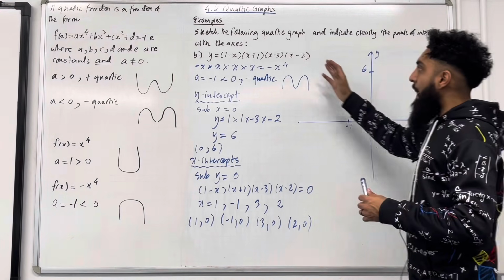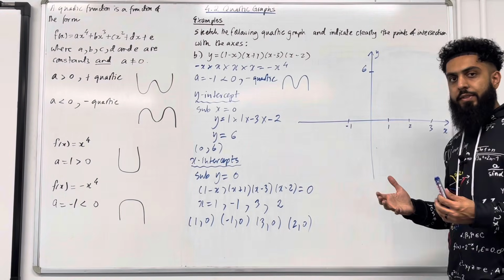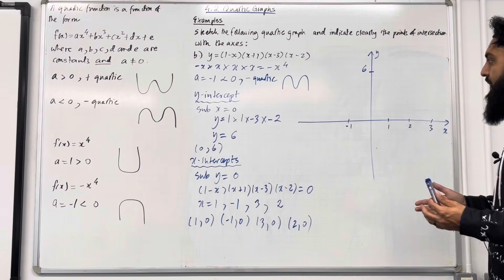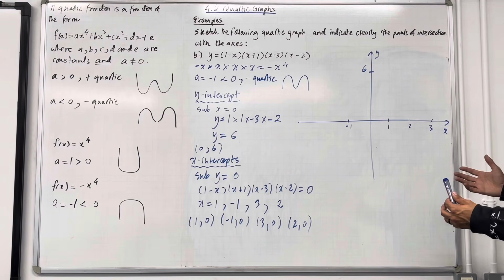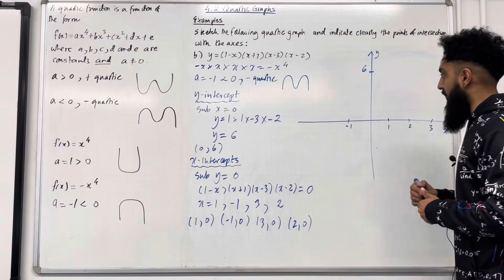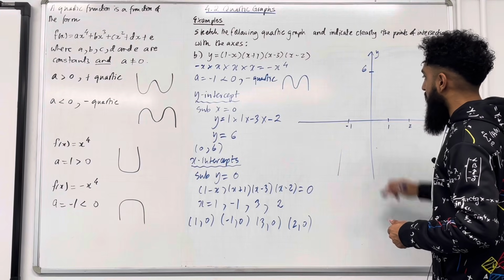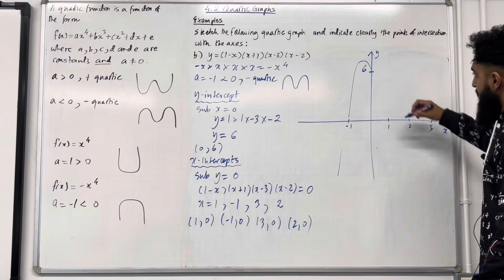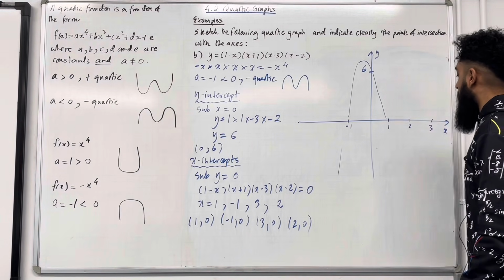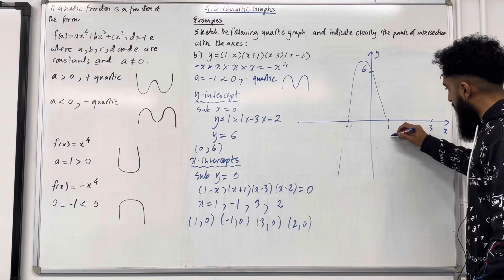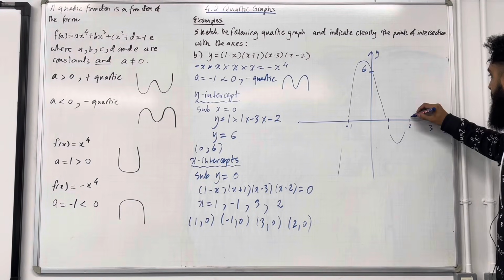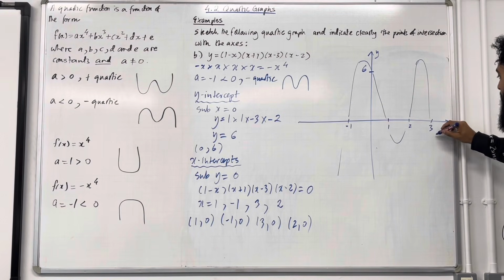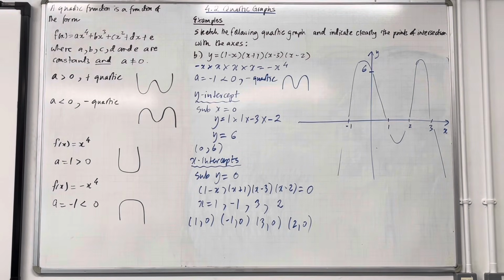Notice that if you go back to the original equation, there are no repeated factors. Hence, the graph will not bounce at any of the x-intercepts. It will cut the x-intercepts. So what does the sketch look like? Well, it will look something like this. Cut at x equal minus 1. Cut at y equals 6. Cut at x equal 1. Cut at x equal 2. And then cut at x equal 3. So that there is a sketch of my graph.